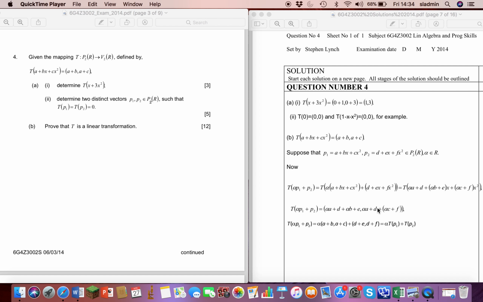All we do then is we split this two-dimensional vector and show it's equal to alpha times this vector plus this vector, which is equal to alpha T of p1, so this is T of p1, and this second vector is T of p2. So therefore we've proven that T of alpha p1 plus p2 is the same as alpha T of p1 plus T of p2. So therefore the conclusion is T is indeed a linear transformation. And that concludes the solutions to question number 4.